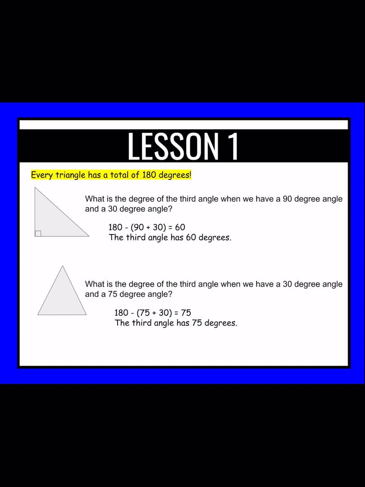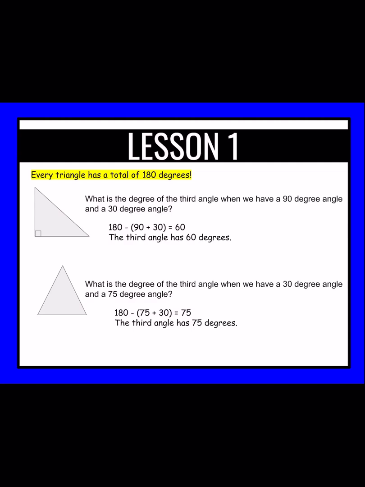Okay. If you look at the next triangle, what is the degree of the third angle when we have a 30-degree angle and a 75-degree angle? Well, again, we know our triangle has 180 degrees, so we're going to subtract that 30-degree angle and that 75-degree angle. I know 75 plus 30 is 105, and when I subtract that from the 180, I am left with 75 degrees. So our third angle has 75 degrees.